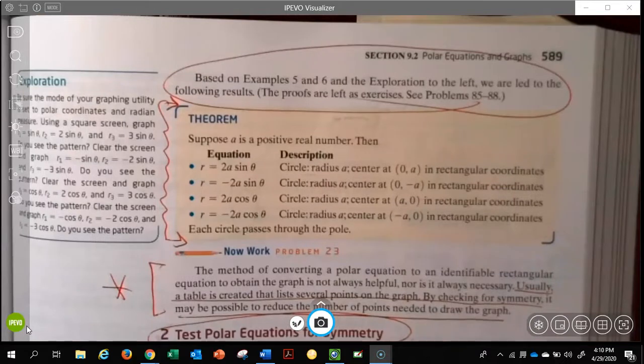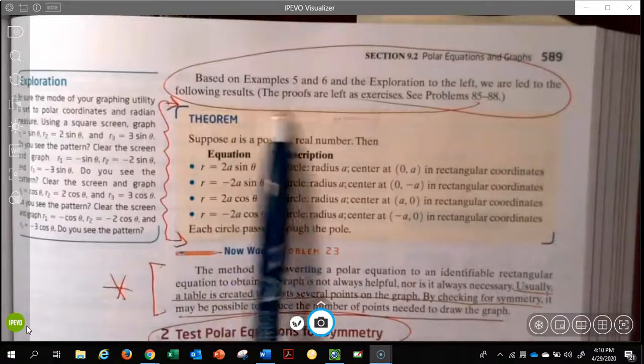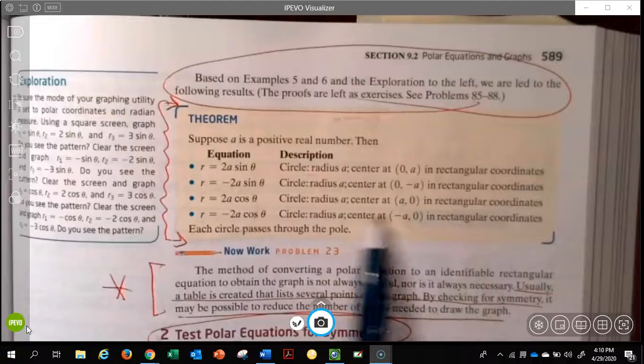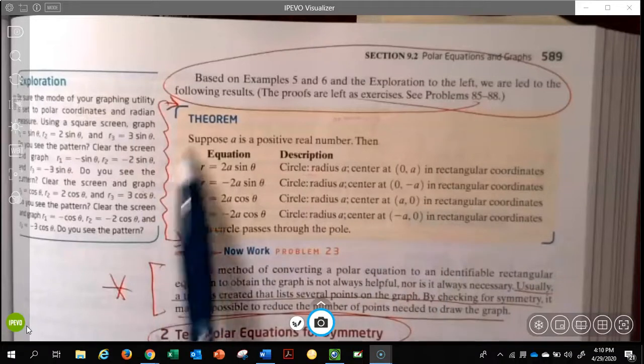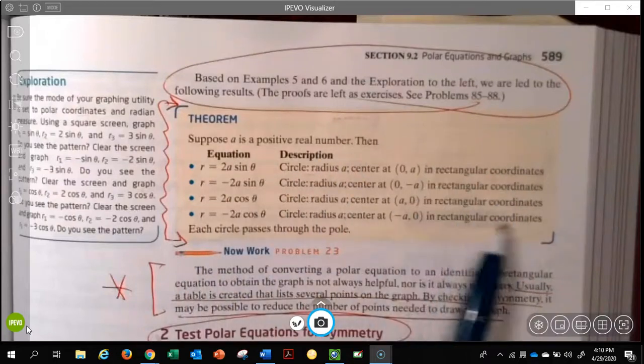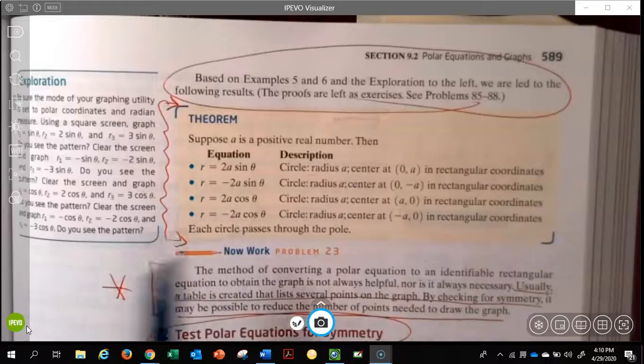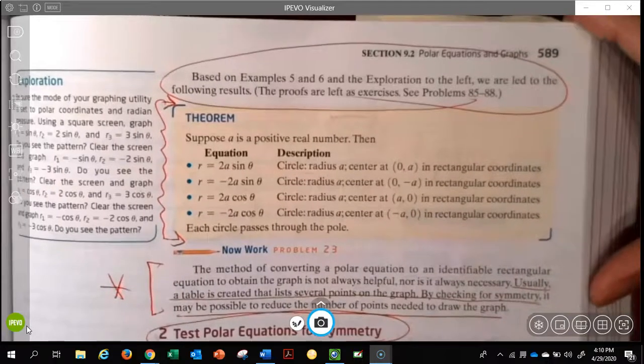At the top of page 589, it says, based on the examples we just looked at and some exploration, we are led to some results. These are ideas. I don't memorize these. I know how to work these like we did a while ago. You could write these down on your formula card or memorize these, but these are just a summary. I wouldn't bother with writing them down.